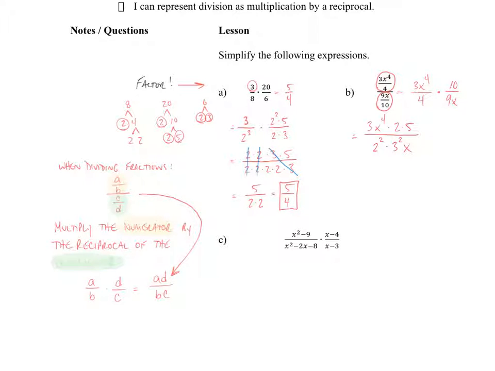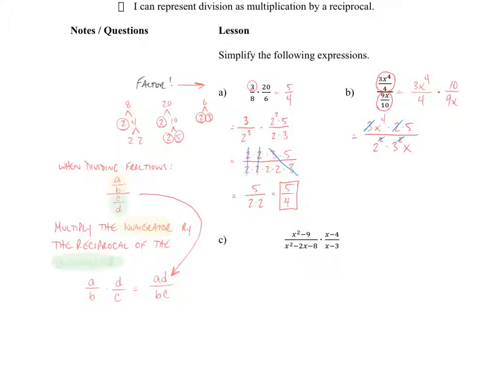And so now I can look at what's going to cancel here. I see that I have a 2 in the numerator and I have 2 2's in the denominator. So I'm going to be left with the one 2 in the denominator. I have a 3 in the numerator. I have 2 3's in the denominator. So I'll be left with one 3 in the denominator.